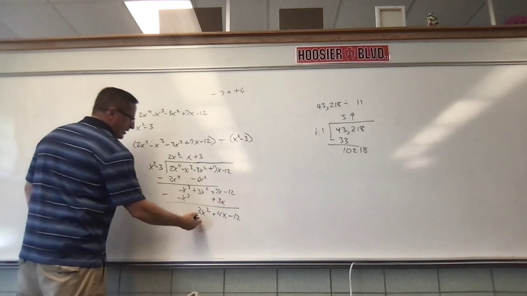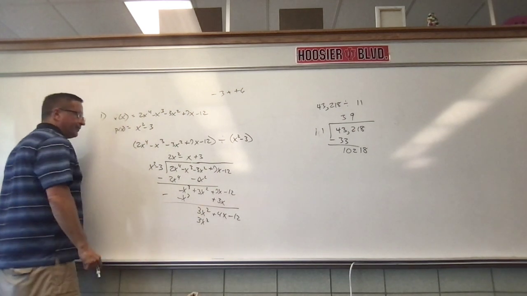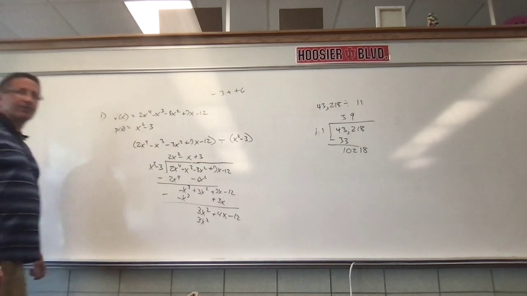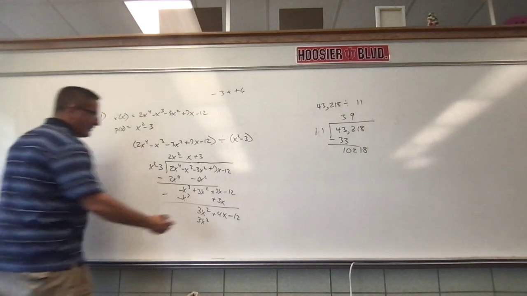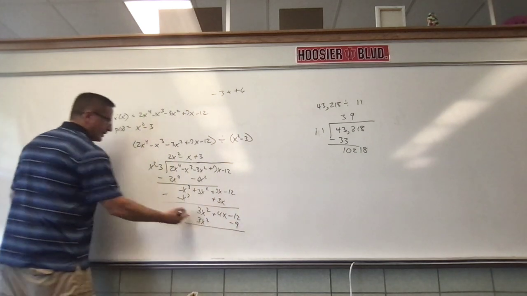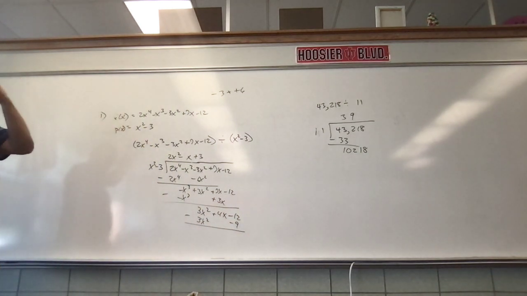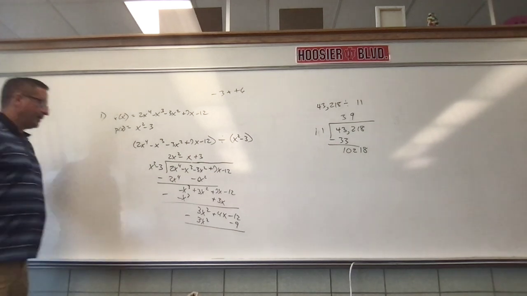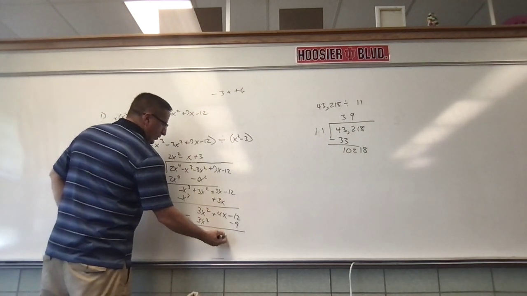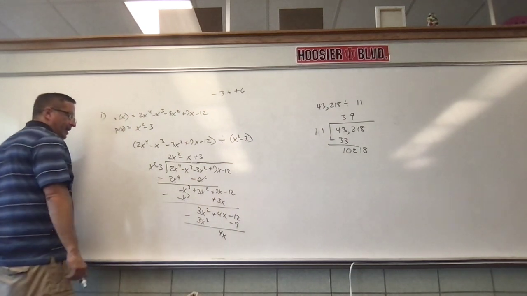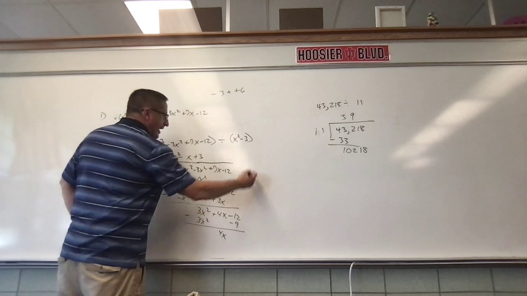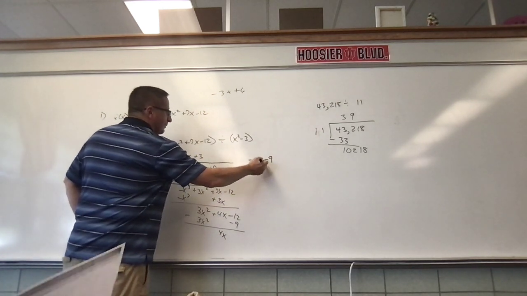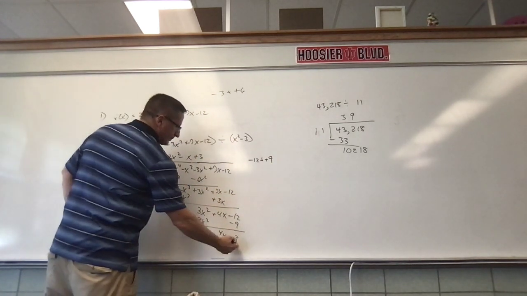3 times x squared is 3x squared. 3 times negative 3. A lot of times students say, oh, it's 0. We're not adding. 3 times negative 3 is negative 9. Subtract again. 3x squared minus 3x squared, that's gone. 4x minus nothing is 4x. And then negative 12, watch all the negatives, minus minus 9, negative 12 minus minus 9, plus plus, negative 3.